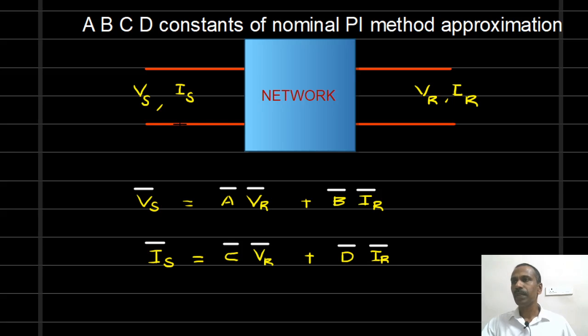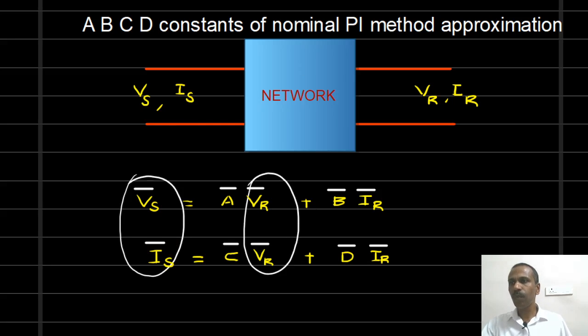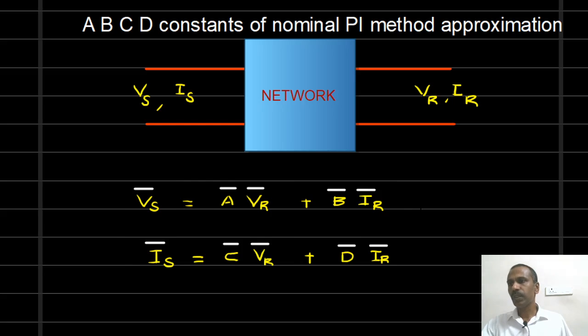For any 2-port network, the sending end voltage and the sending end current can be written in terms of receiving end voltage and receiving end current. ABCD are constants. All these parameters are vectors. Voltage, current and ABCD constants all are vectors.